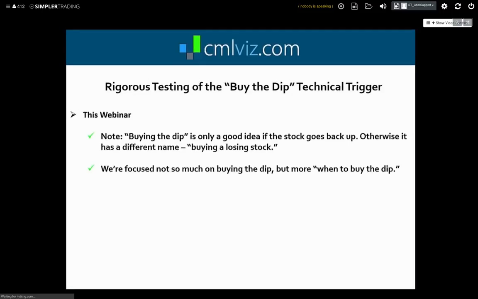Otherwise, it has a different name. It's called buying a losing stock. We're focused not so much on buying the dip, but more on when to buy the dip.